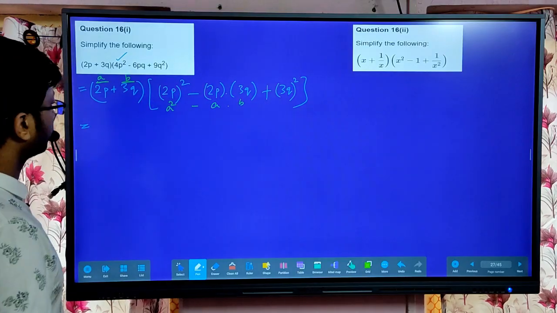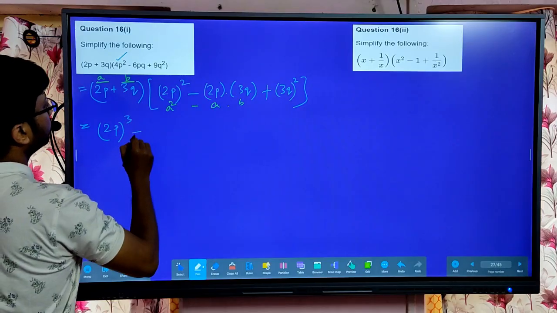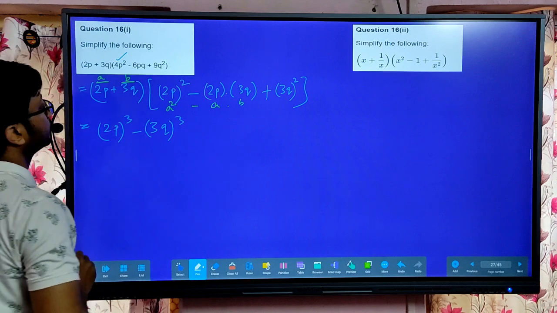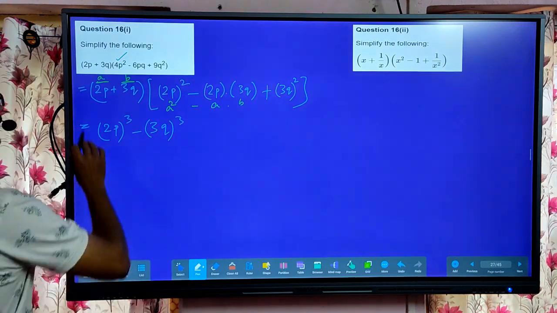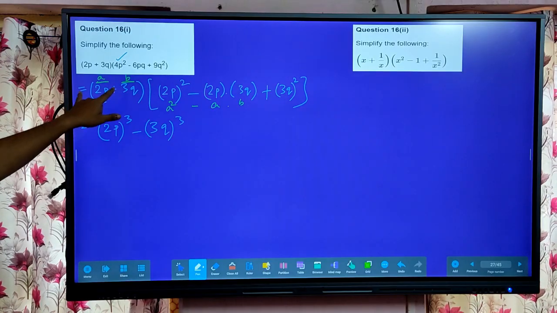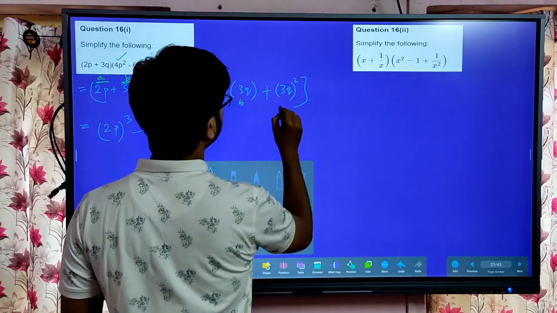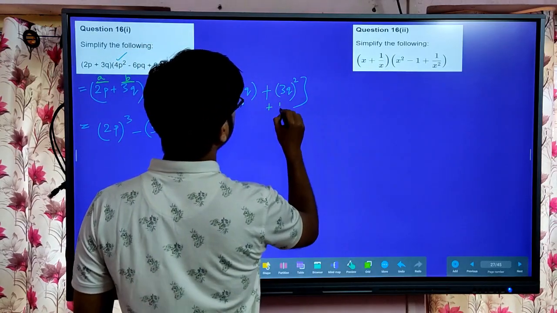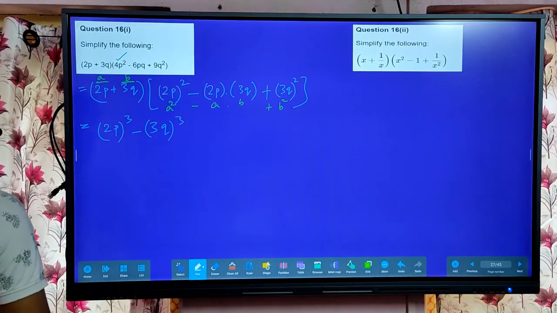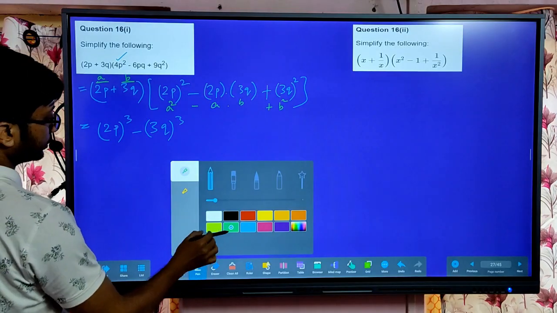So I can write it as 2p whole cube minus 3q whole cube. So a cube minus b cube. The entire formula is the formula of a cube minus b cube. So instead of this, I can write a cube minus b cube. So this, let me write it. This is the plus b squared term. Okay. So you don't have to write ab like this. I'm writing for your explanation.